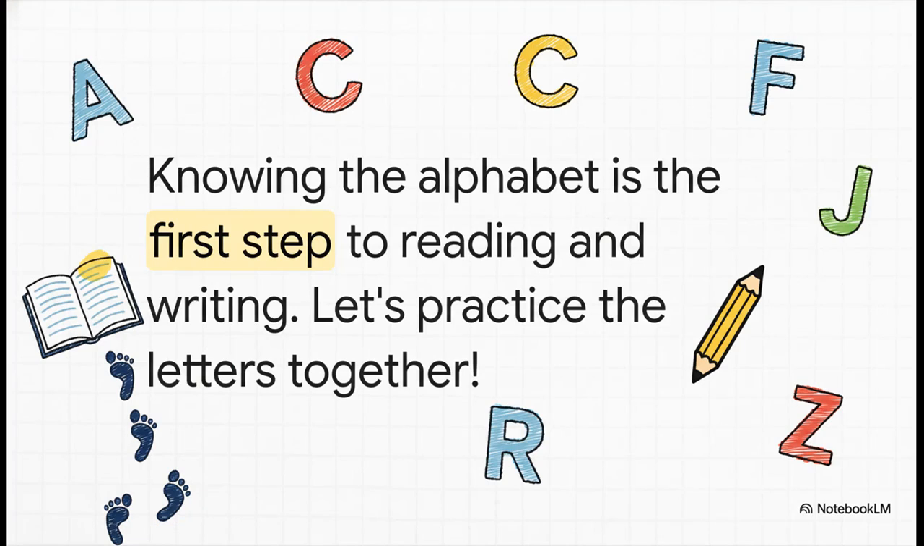All right, our very first building block is the English alphabet. Knowing the alphabet is the key to reading and writing. So first, I'm just going to say all the letters. Please just listen. A, B, C, D, E, F, G, H, I, J, K, L, M, N, O, P, Q, R, S, T, U, V, W, X, Y, Z.